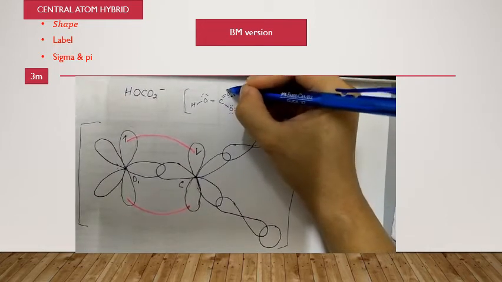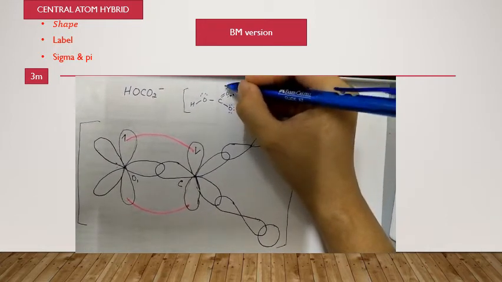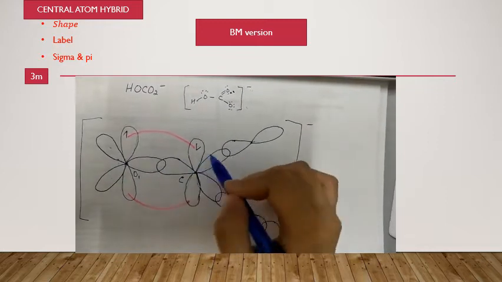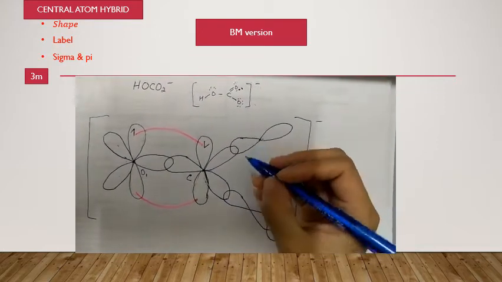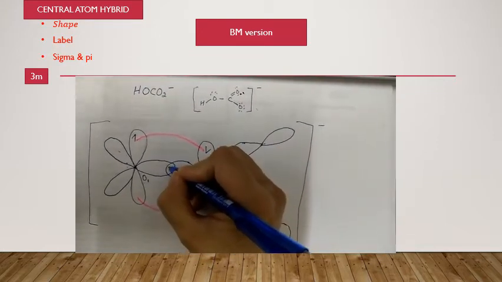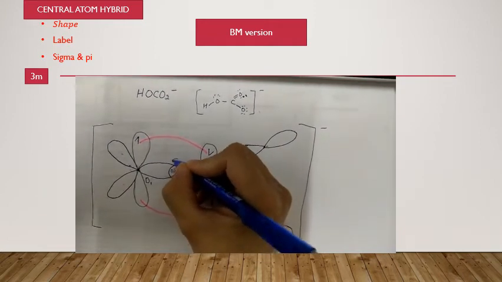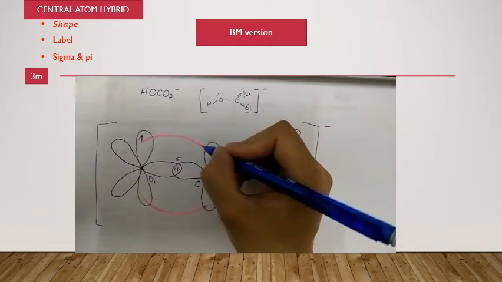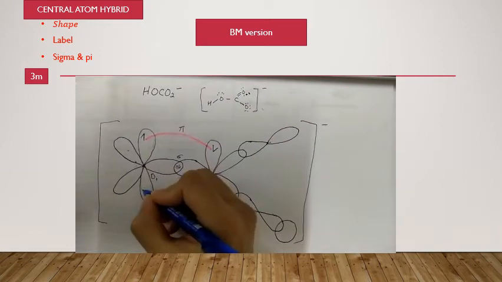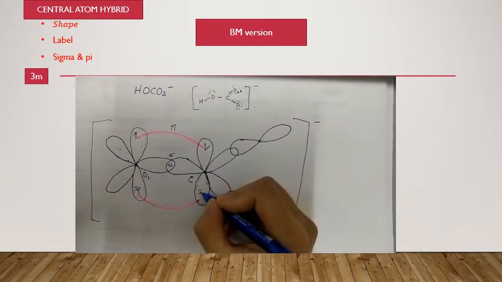1 sigma, 2 lone pair. So 1 bonding pair plus 2 lone pair. Dia pun bentuk trigonal planar juga. Okay, so sekarang, you boleh label. So this is sigma. Okay, kat sini ialah 1 up, 1 down. Ni ialah pi bond. So here 2p orbital, here 2p orbital.